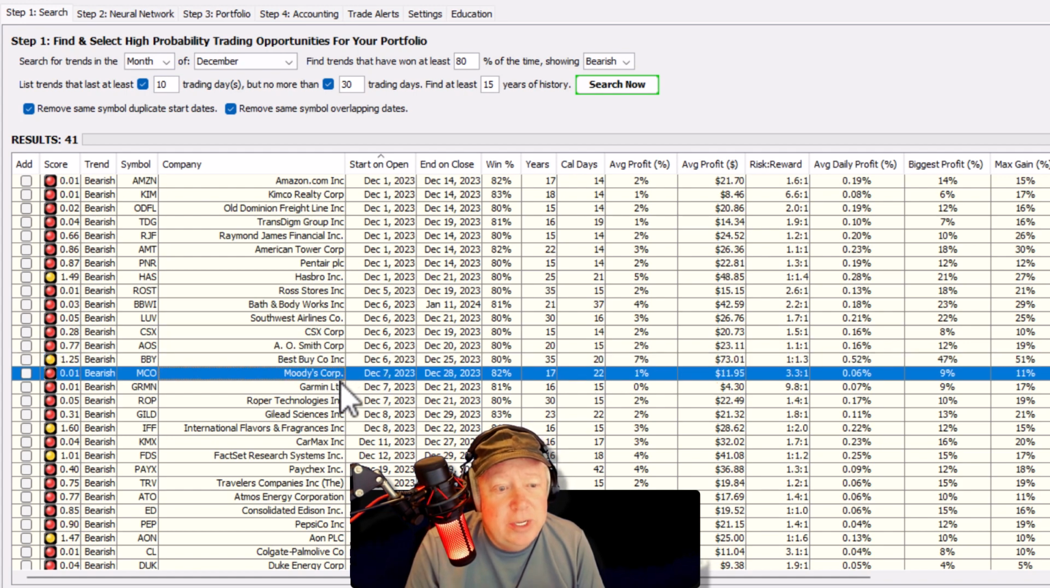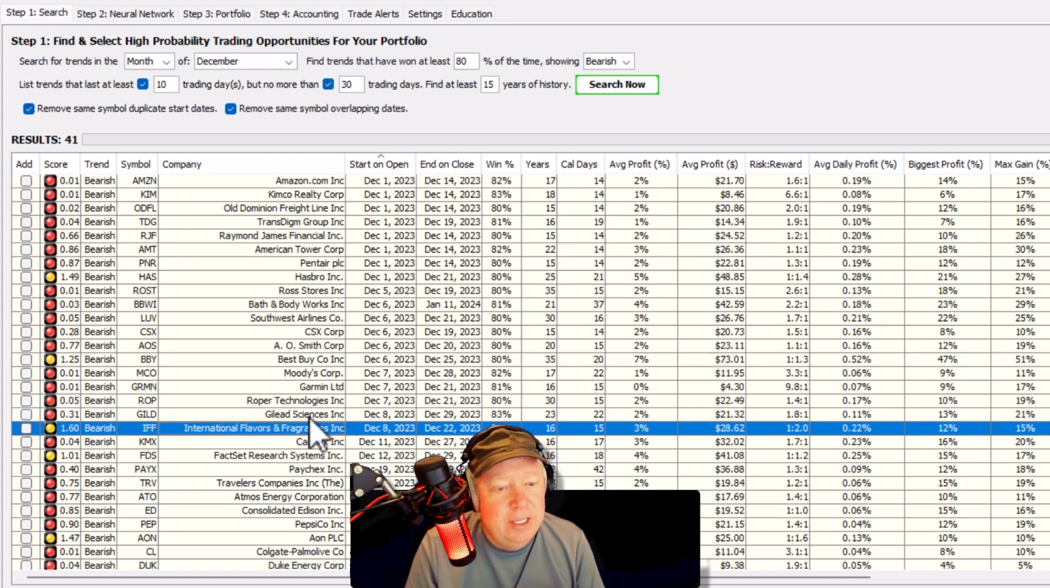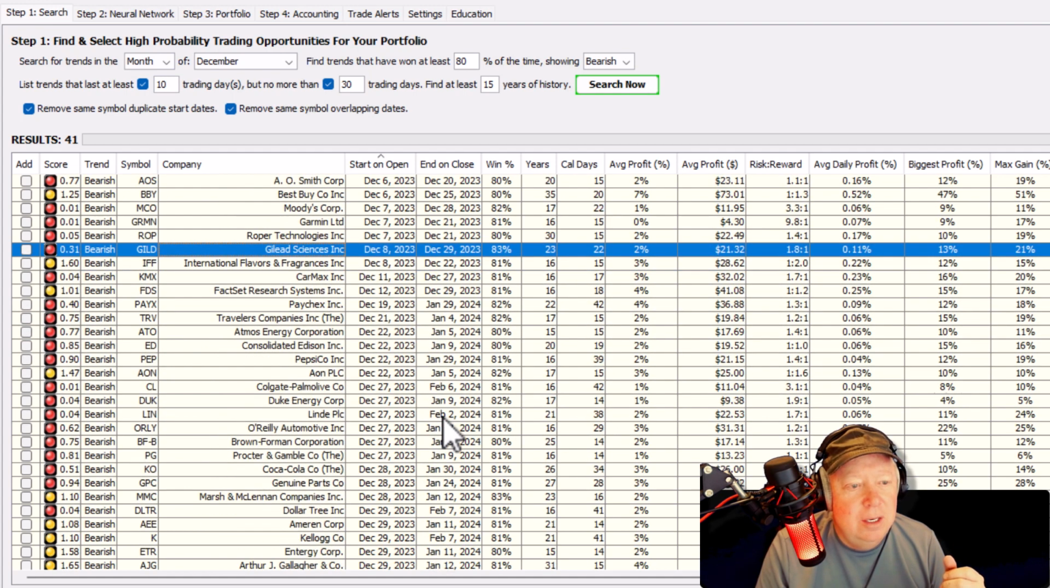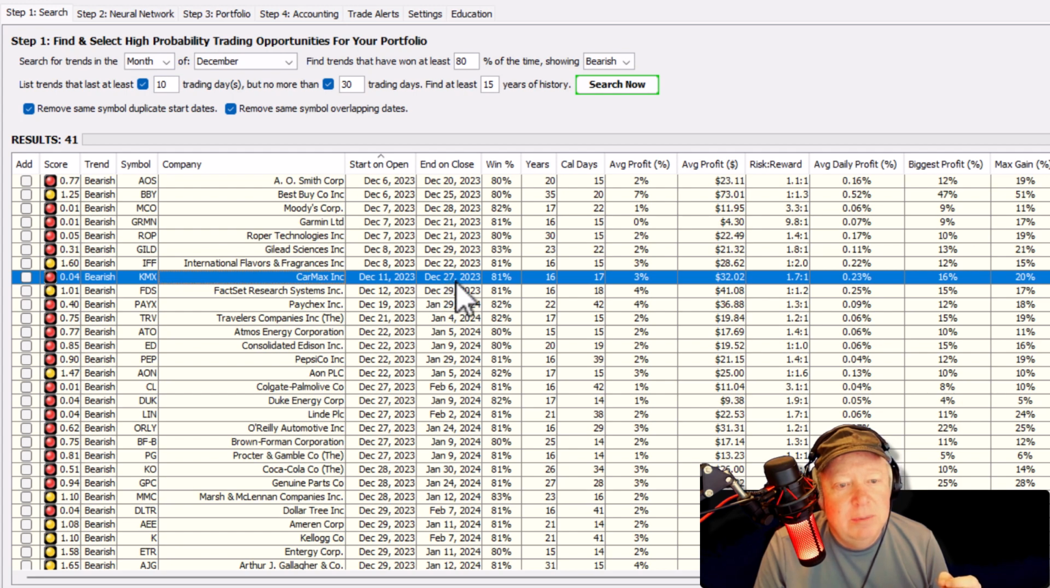All right, there's Moody's, there's Garmin, there's Roper, there's Gilead. There's Gilead Sciences. That's a popular one. December 8th to December 29th, 83% of the time over the last 23 years, that thing's lost 2% in the month of December. Get that baby out of your portfolio. All right. International Flavors. We got CarMax, December 11th to December 27th, 81% of the time over the last 16 years. That thing's lost 3%. Get that dog out of your portfolio.